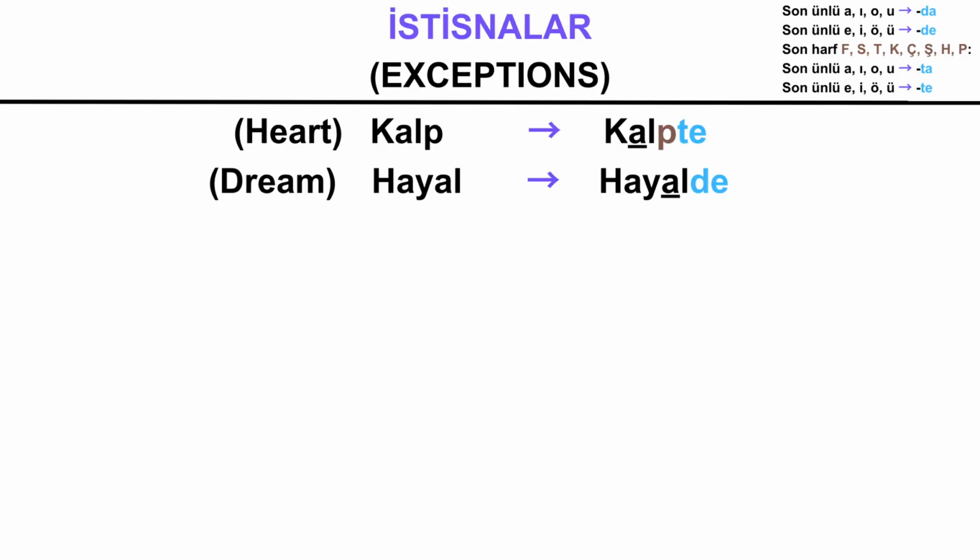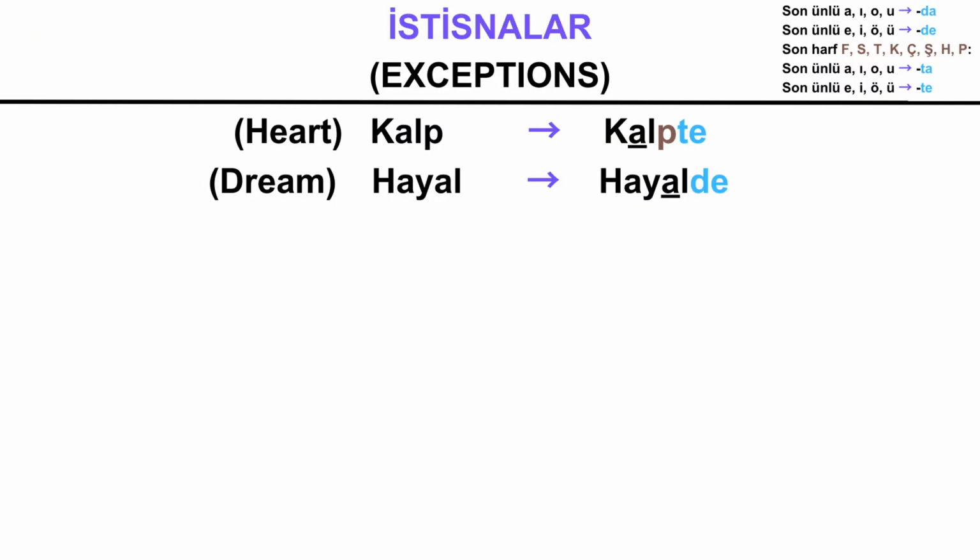Similarly, hayal, last vowel is A. Last letter is fine because it is neither F, S, T, K, Ç, Ş, H, nor P. That's why it is okay. Hayal, even though last vowel is A, we soften the A when we pronounce it. That's why we won't put da, but we will put de because it is softened.